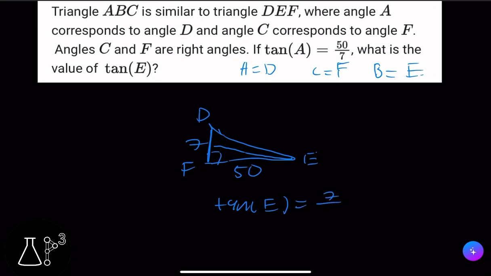7 divided by 50. And if you understand that all the angle measures correlate to each other, as we can see, D and E are kind of the opposite, because remember, D corresponds to A, so tangent of D equals 50 divided by 7. You see what I mean? They're opposites. So if you're given tangent of D and we're looking for tangent of E, it's just going to be the opposite side lengths.